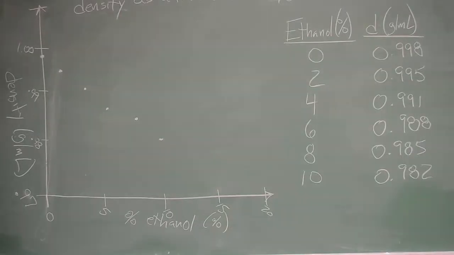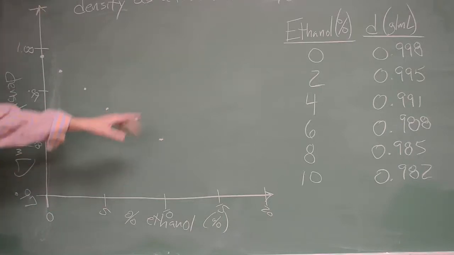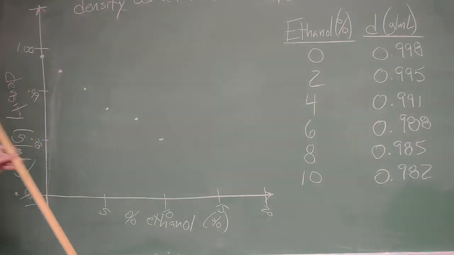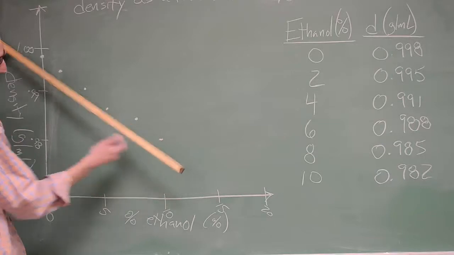Okay, so now that you have created your axes, you've labeled everything, and put a title up there, we're going to have all of our known data plotted. We are going to take a ruler and create a best fit line.